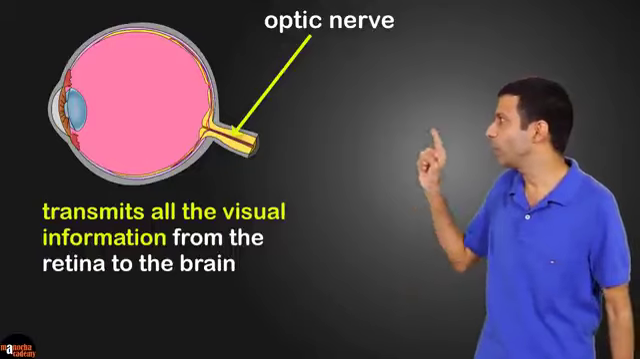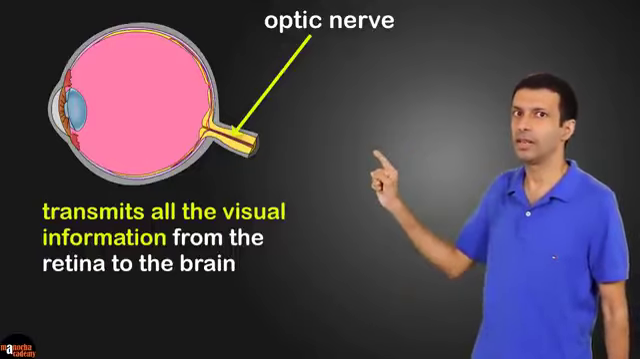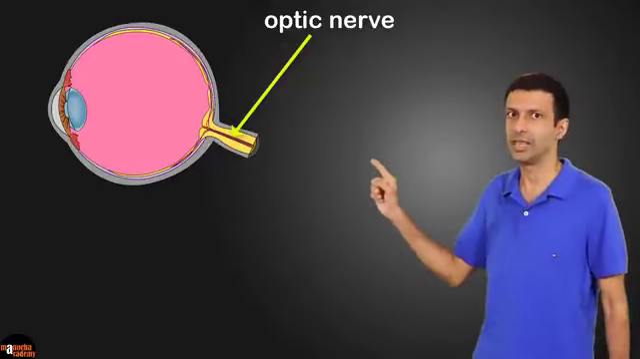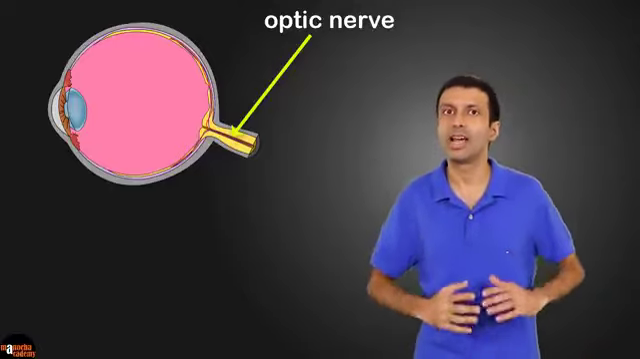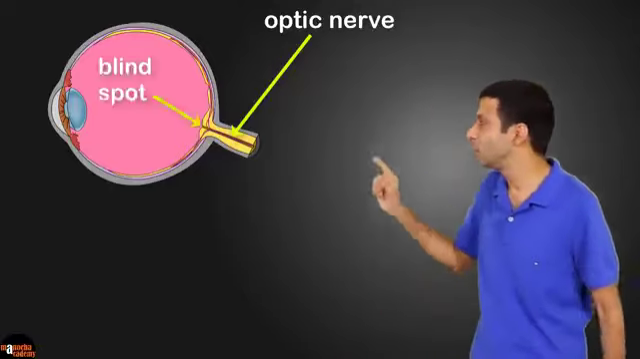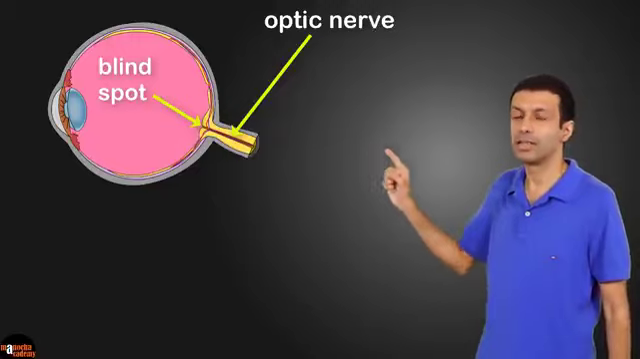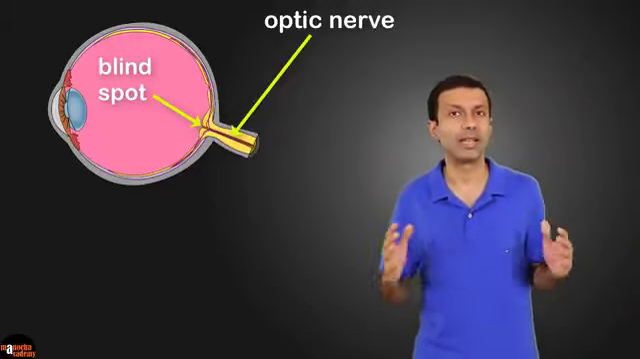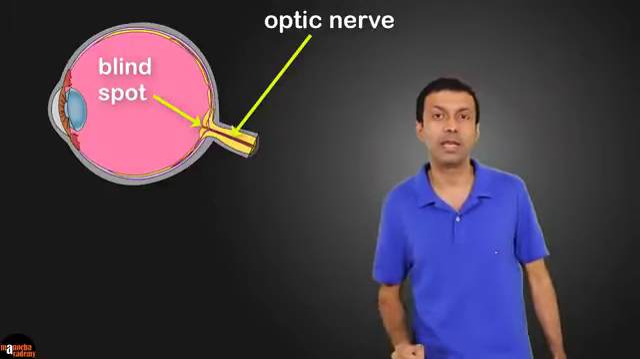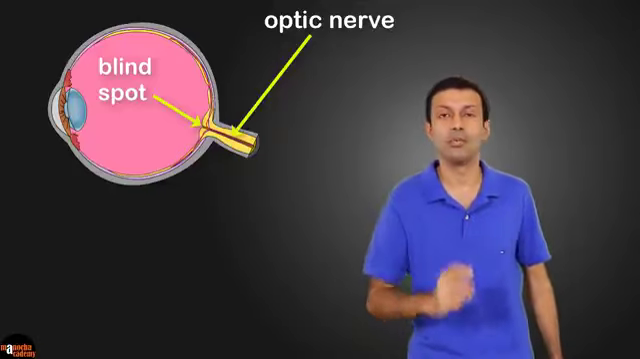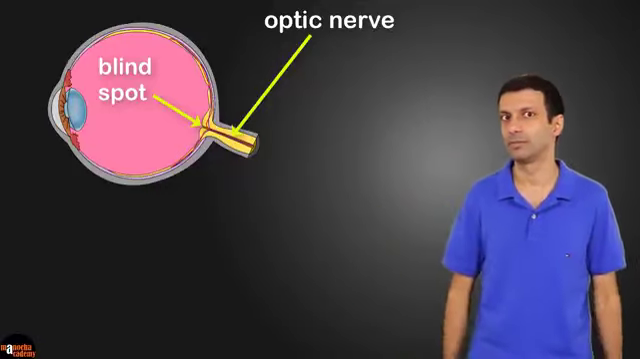Now at the point where the optic nerve meets the retina, there are no light sensitive cells. So no rods and cones. This is known as the blind spot since no vision is possible at this point. So if the image falls on the blind spot, we cannot see the image.